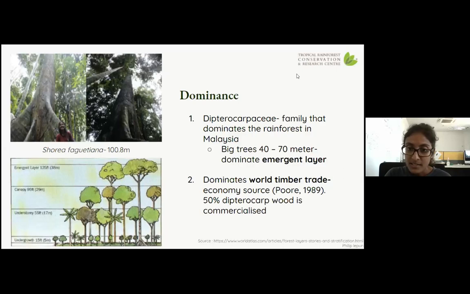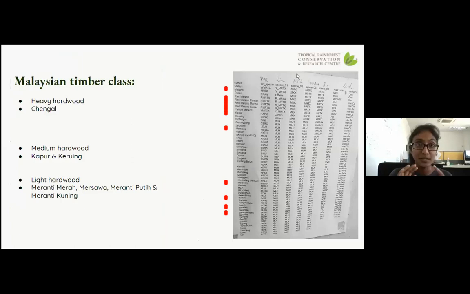Secondly, this family dominates the world timber trade because it's a very important economic source. 50% of dipterocarp wood is commercialized, for different uses, for construction, etc. In Malaysia, we classify our timber class according to heavy hardwood, medium hardwood, and light hardwood. Heavy hardwood trees like the Chengal tree, Neobalanocarpus heimii, are very durable, so they are used to make poles.